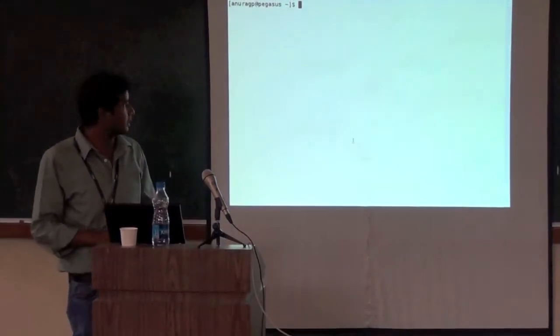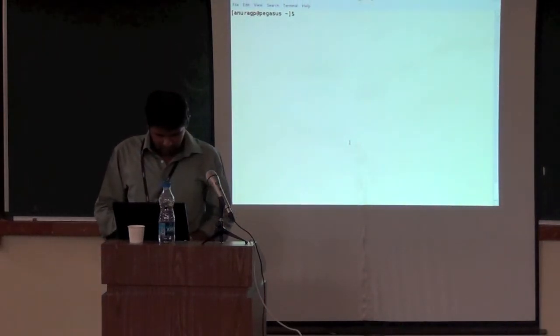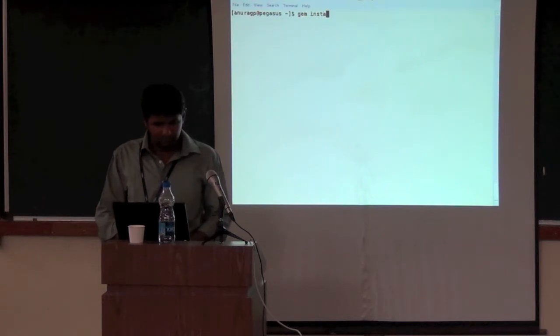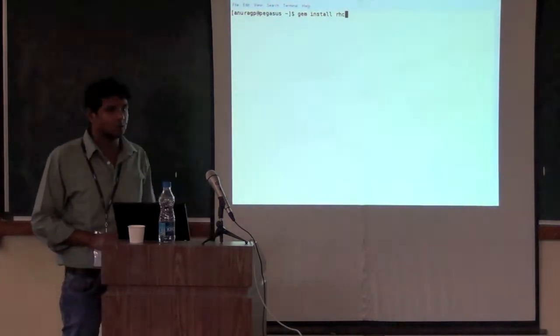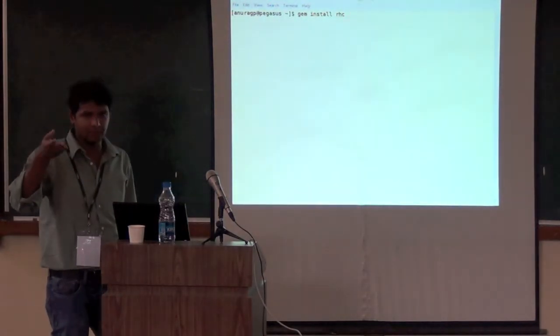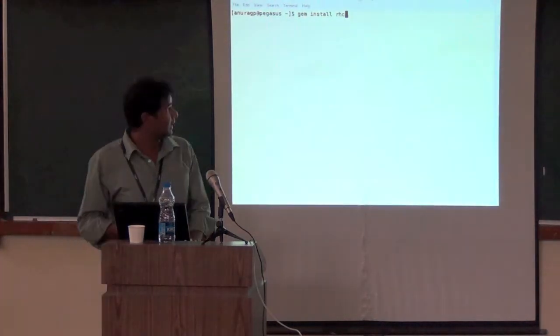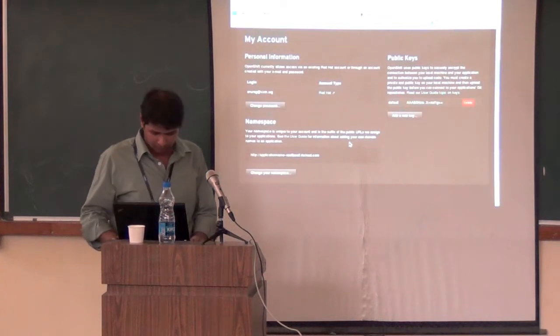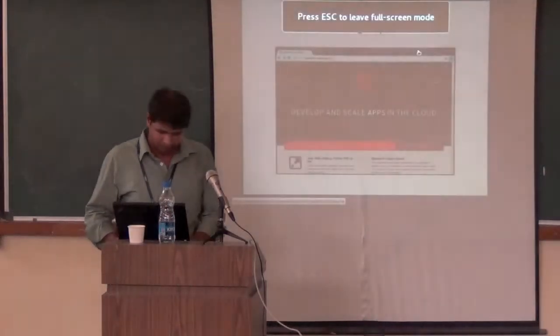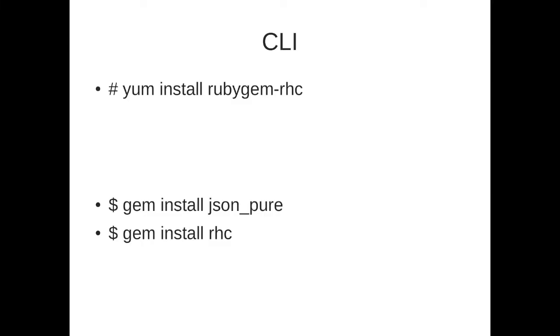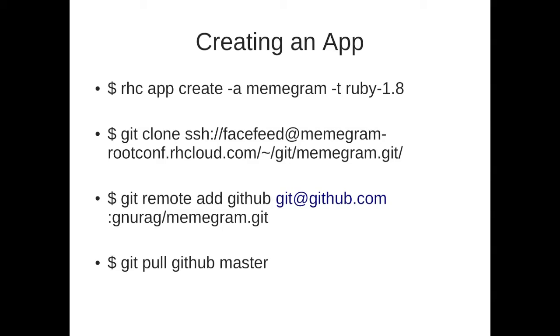So what we'll do is create an application called Memegram, which will be an Instagram killer. The RHC command is present in RubyGems, so you can directly install it. If json_pure is not installed, just install json_pure, and then install RHC. Or this package is in Fedora also, you can just install the package and RHC will be there. You can install RHC and then run app create with the application name and then specify the cartridge name.